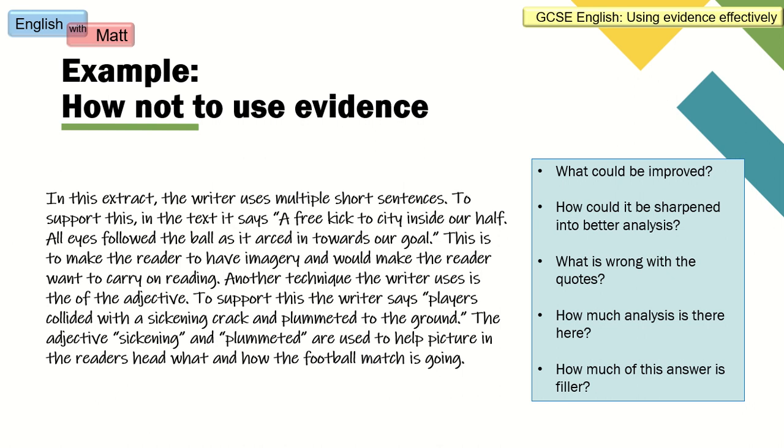So the student says, in this extract, the writer uses multiple short sentences. To support this, in the text it says, a free kick to City inside our half. All eyes followed the ball as it arched in towards our goal. This is to make the reader to have imagery and would make the reader want to carry on reading. Another technique the writer uses is the adjective. I've copied this straight from the exemplar material, and as you can see, it doesn't make sense. To support this, the writer says players collided with a sickening crack and plummeted to the ground. The adjectives sickening and plummeted are used to help picture in the reader's head what and how the football match is going.